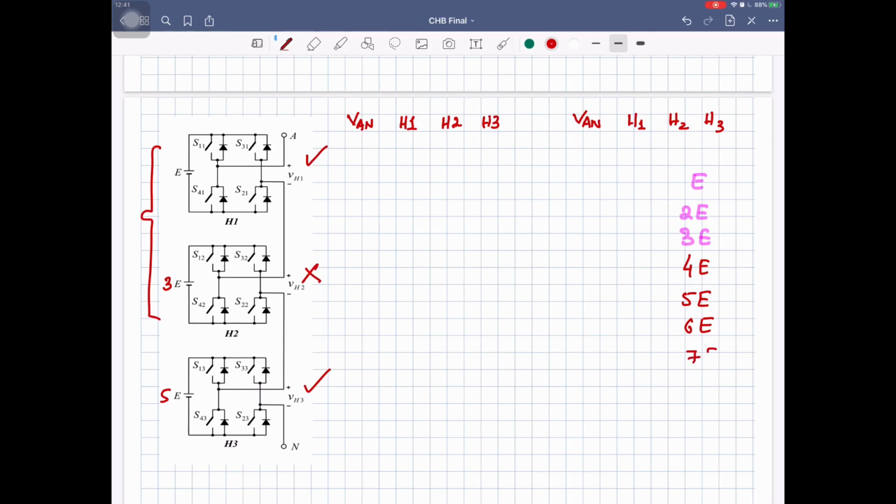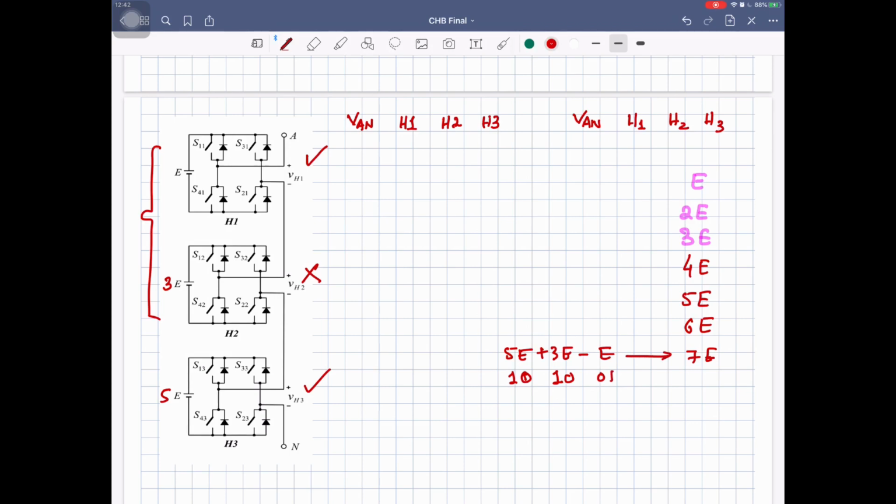Okay, so how to get 7E? 5E plus 3E minus E. So for the lowest inverter, the switching code will be 10, middle inverter 10, and for the upper inverter 01. So this will give you 7E.